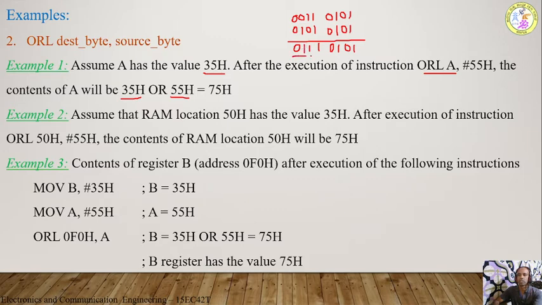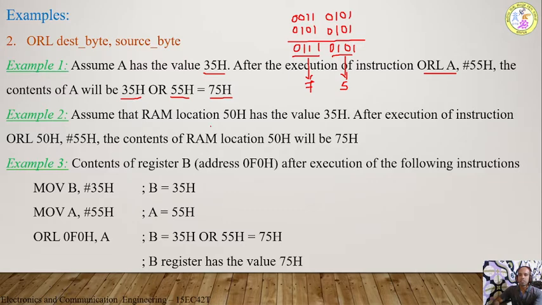Now you convert this binary into hexadecimal. What is 0 1 1 1? We know that 0 1 1 1 is 7. And 0 1 0 1 is nothing but 5. Therefore, the final answer is 75H. So this is 75H.